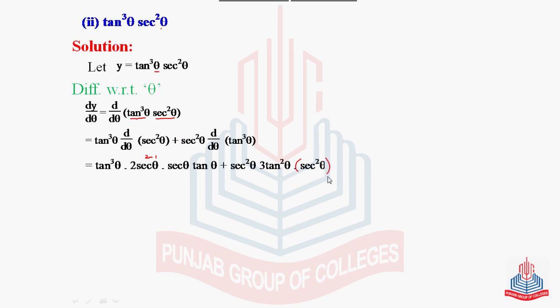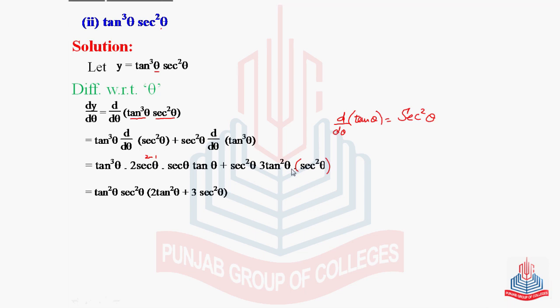This is the derivative of secant theta, which we already discussed in the first part, and this is the derivative of tan theta, like d by d theta of tan theta, which is actually secant square theta. So this is the use of differentiation, the derivative of tan theta.